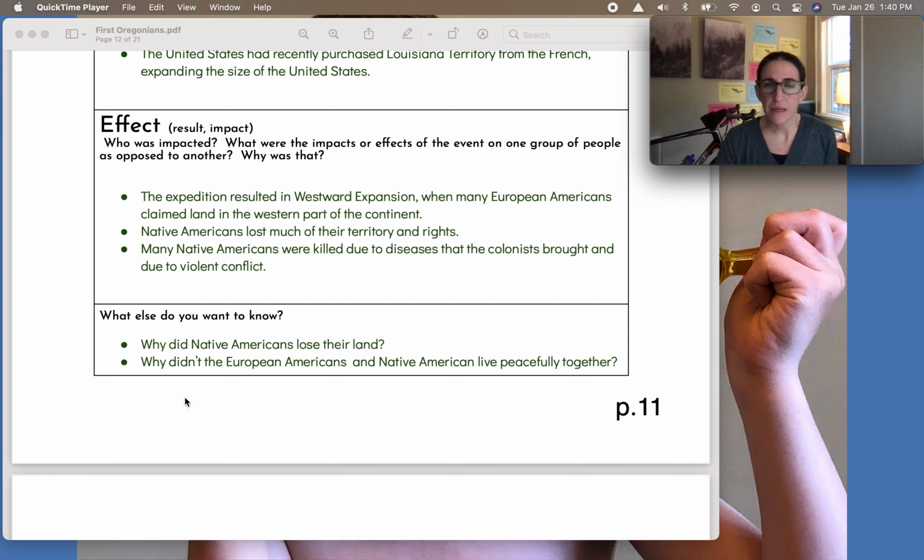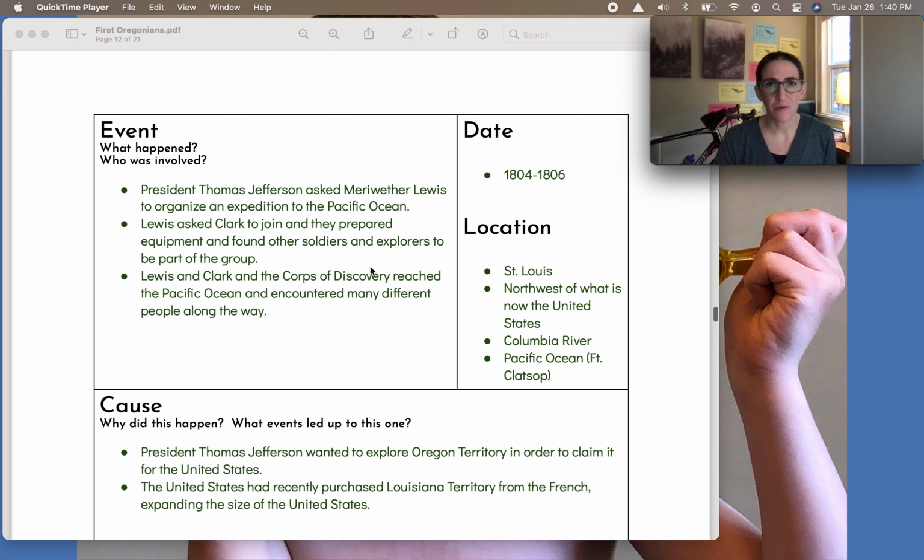So this just makes me think, what else could I learn or research about this event in history? Why did the Native Americans lose their land? And why didn't the European Americans and Native Americans live peacefully together? Why was there so much conflict and so much death? And that's how you complete a graphic organizer like this.